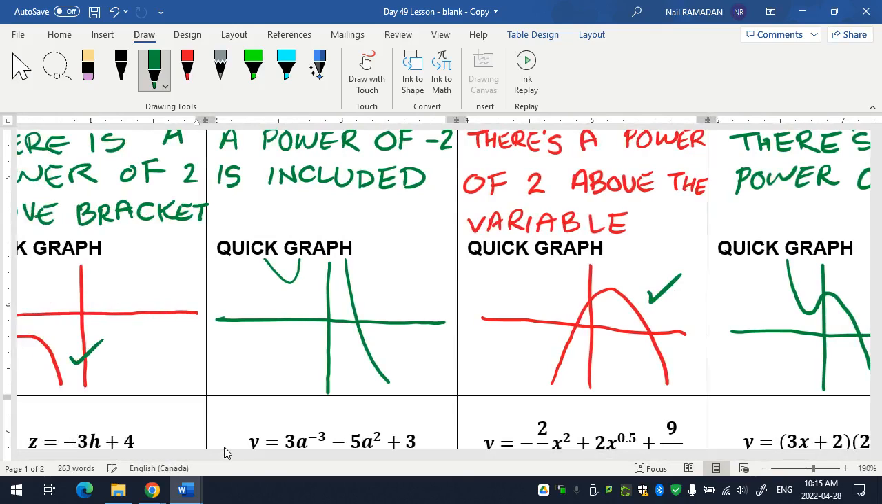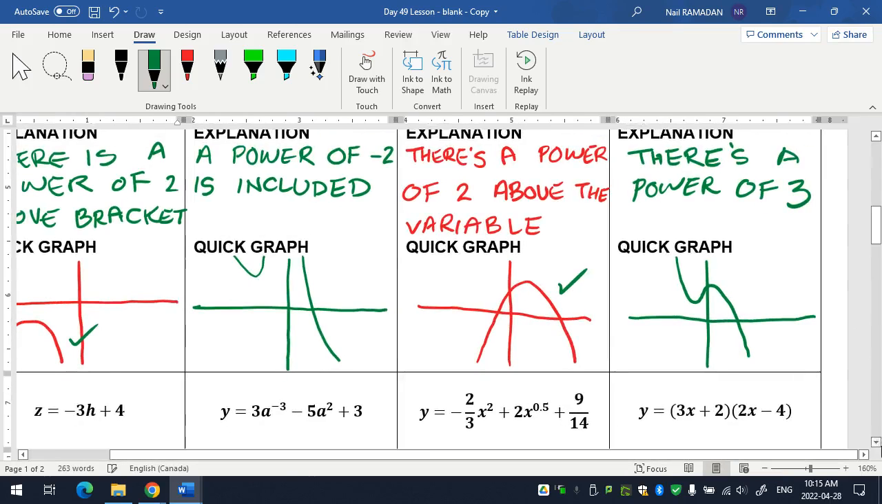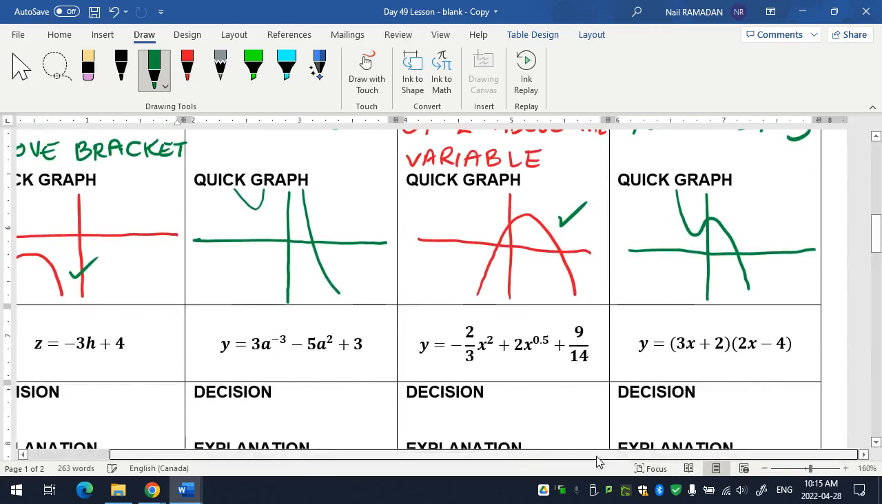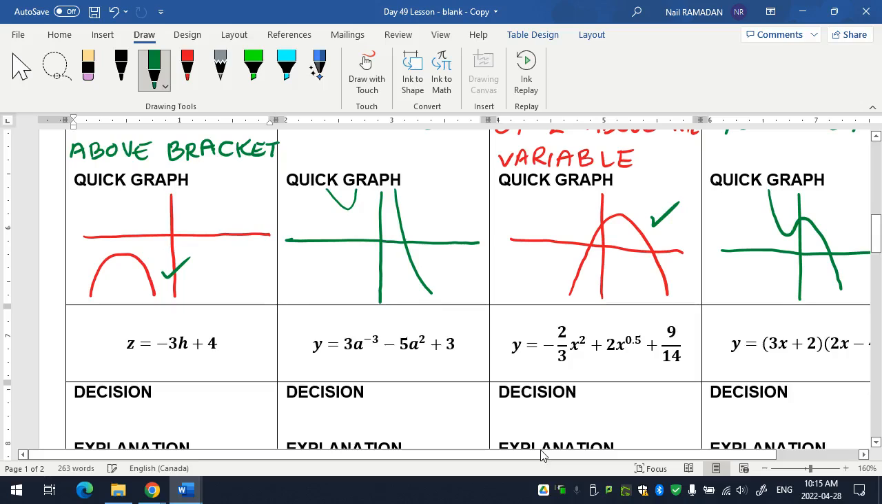Okay, who would like to do the next one? Anyone for that one? Yes, Colin. Yes or no? Quadratic or not? Not. Colin got it right. It's not a quadratic. Tell me why. Say exactly what you said. Colin is saying there is no power at all.